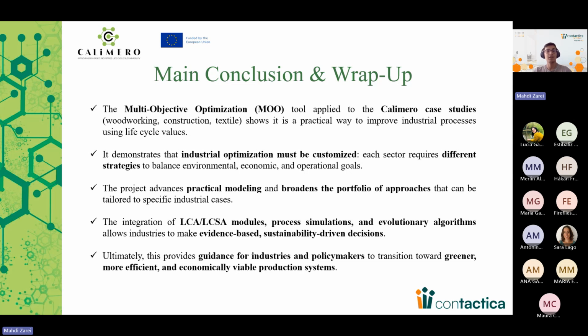Most importantly, we looked at the real world case study from the CALIMERO project, showing how these tools can cut emissions, lower costs, and support more sustainable processes in industries like woodworking and textile. In the bigger picture, multi-objective isn't just about the math, it's about making smarter, more sustainable choices.